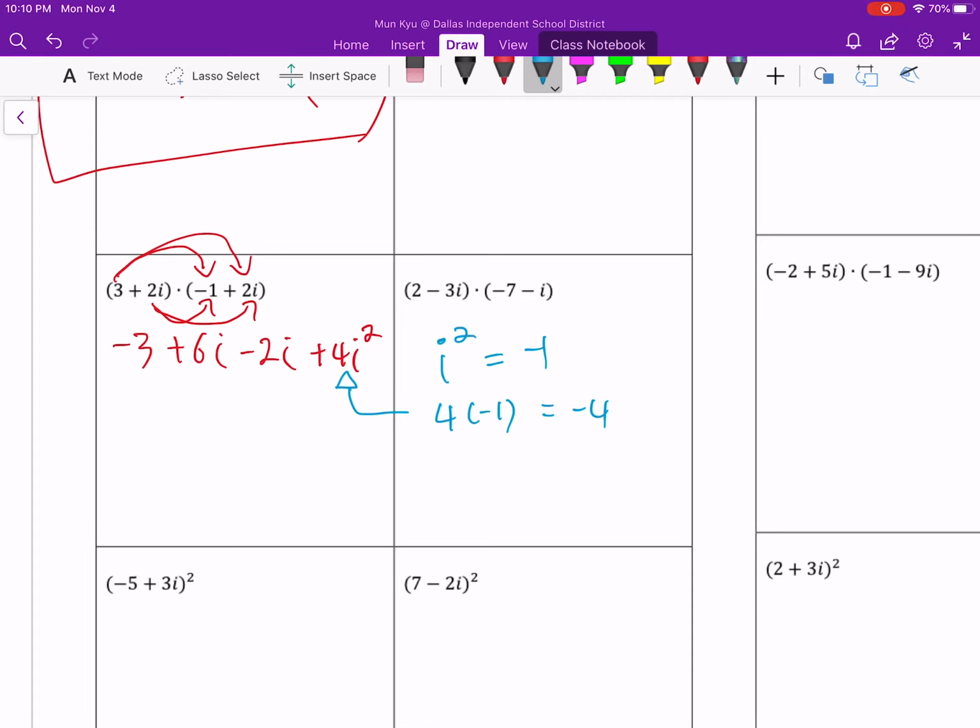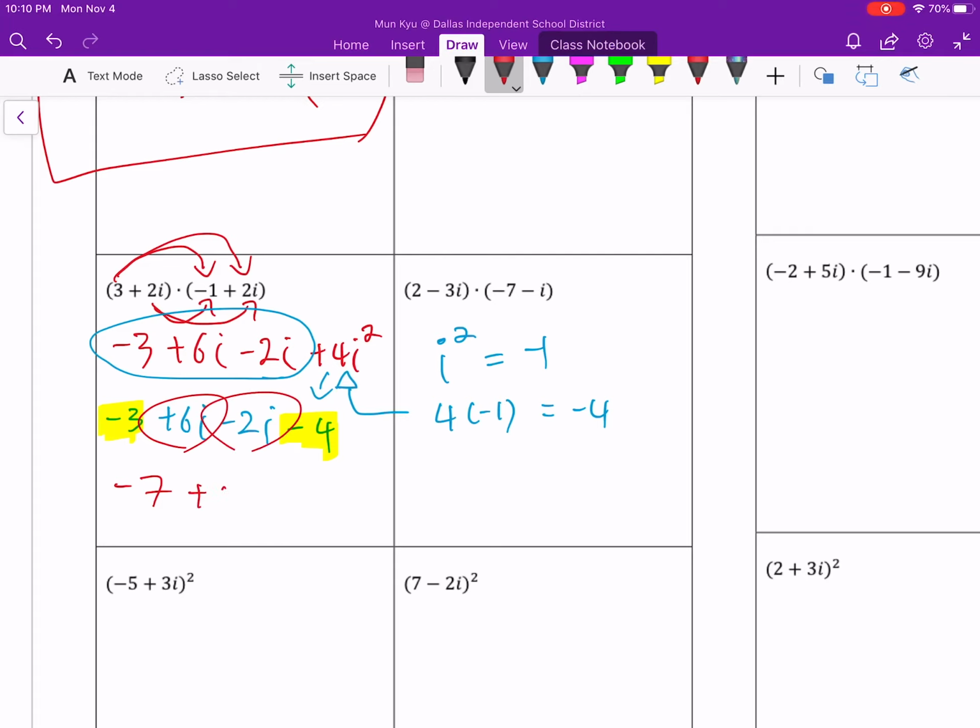So let's rewrite it here. It's going to be just negative 3 plus 6i minus 2i. I just copied it down here, from above. But this one is going to be negative 4. Maybe that's going to be the most confusing part. If you don't understand, just play it back. Negative 3 minus 4 will become negative 7. 6i minus 2i is going to be plus 4i. And that's what you do here.